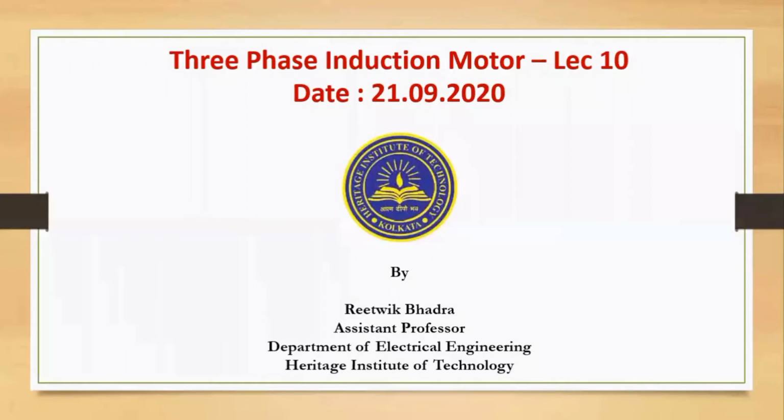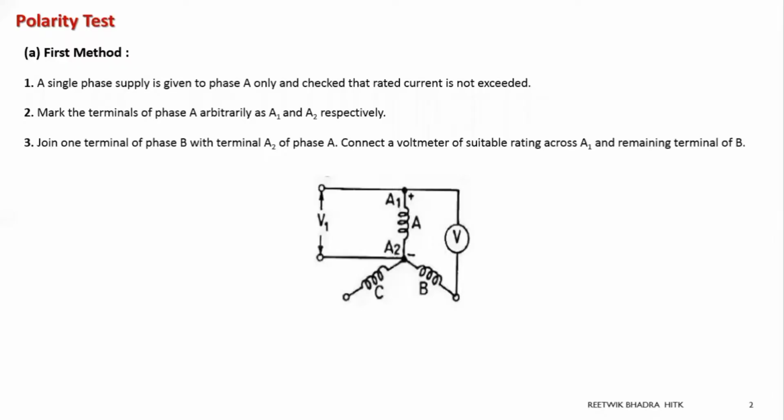So we had to perform two tests. One is the blocked rotor test, that is equivalent to the short circuit test on a transformer, and another one was the open circuit test or no load test. From there we got the equivalent circuit parameters, and we could easily draw the equivalent circuit of an induction motor. So today we'll go on to starting methods.